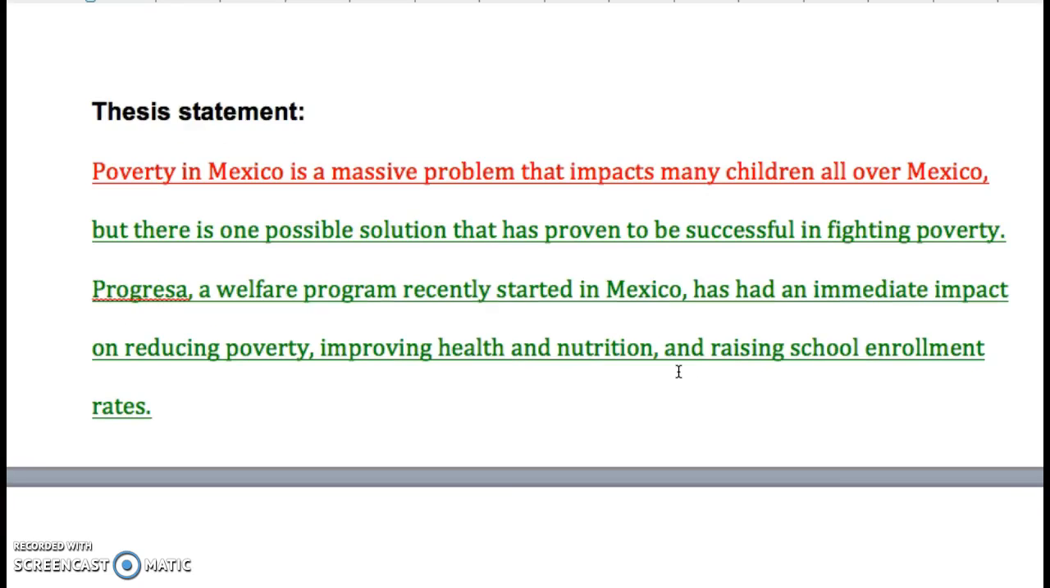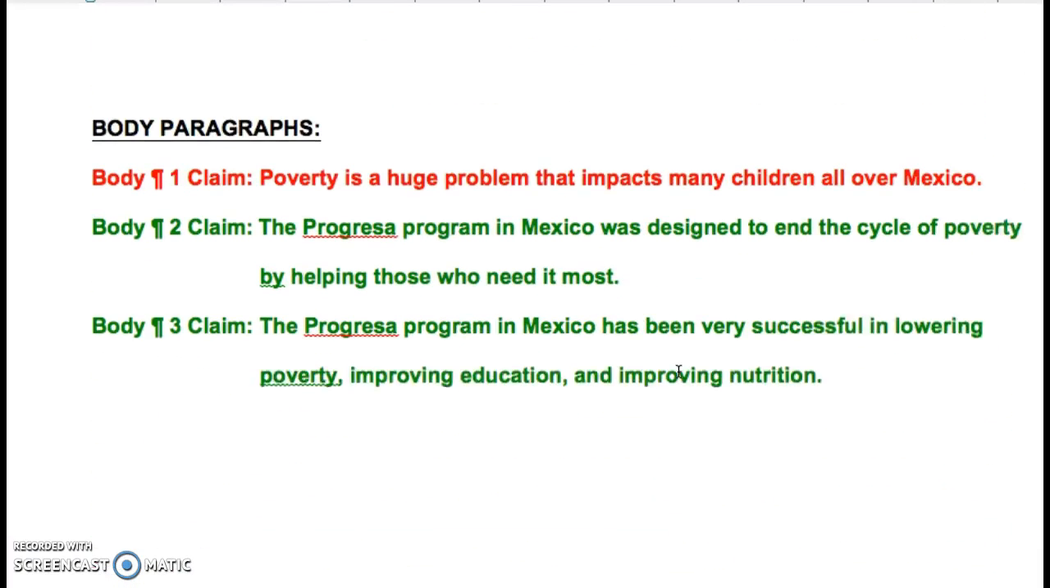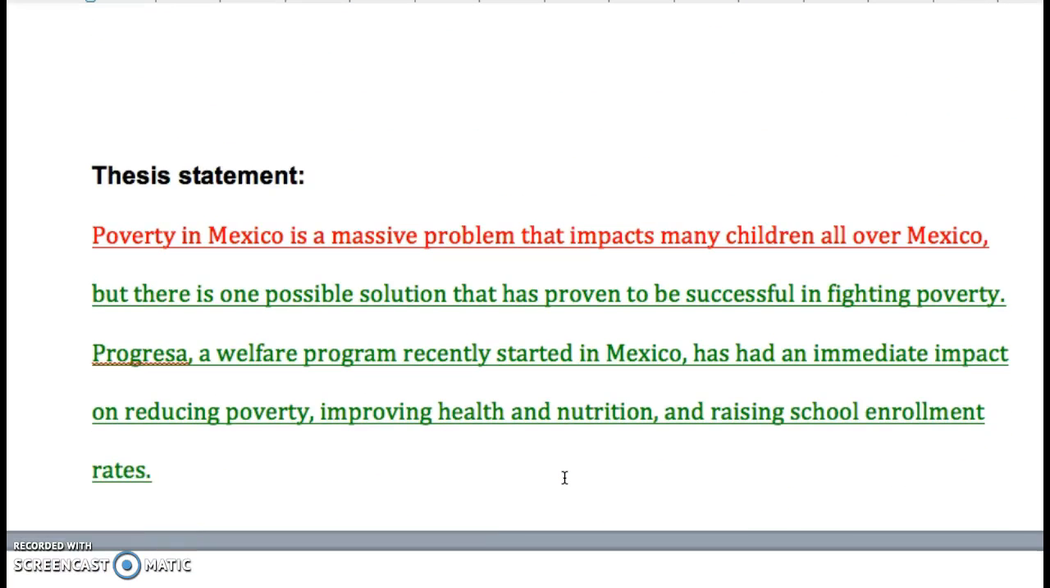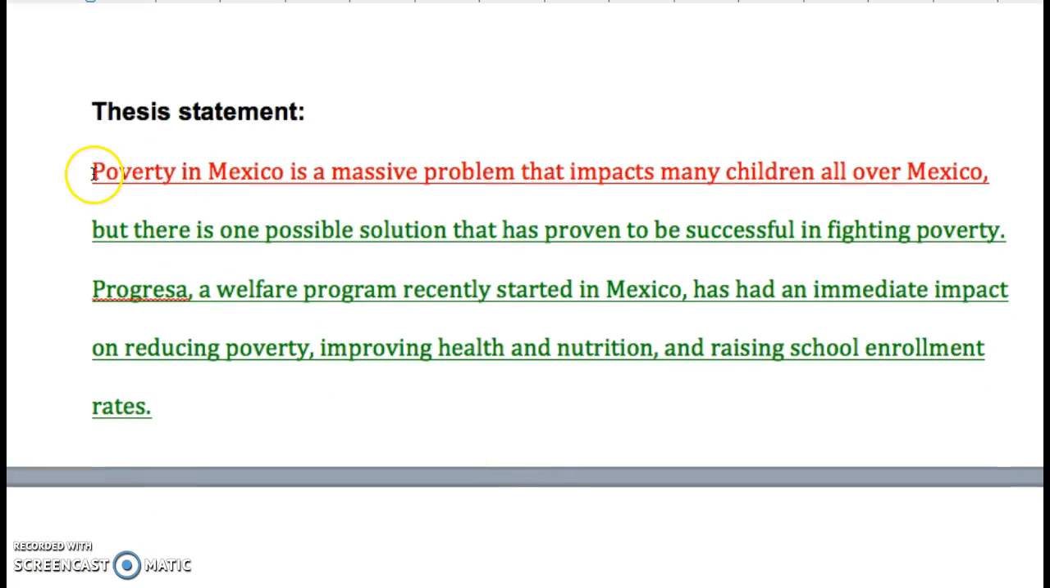Again, if you look back, there's a video about building a thesis statement. But just to remind you, I'm combining my three claims basically into one, or merging them into one thesis statement. And that thesis statement can be more than one sentence. So I've got here first the problem, then the solution in green.